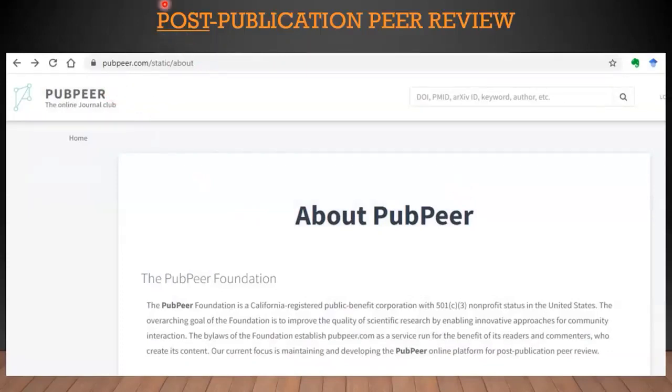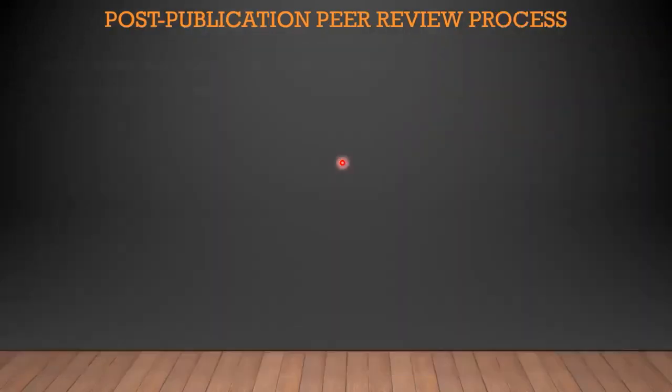So there's a website called PubPeer. It's for post-publication peer review. It's not peer review before you publish, it's after you publish. You can go on this website and you can do your review of any paper you want in the world here. You can do it anonymously also. So what is the process? Let's look at the process.